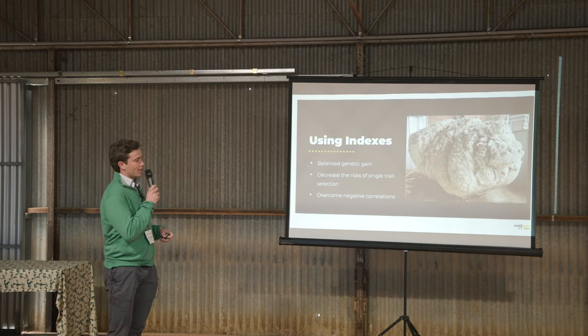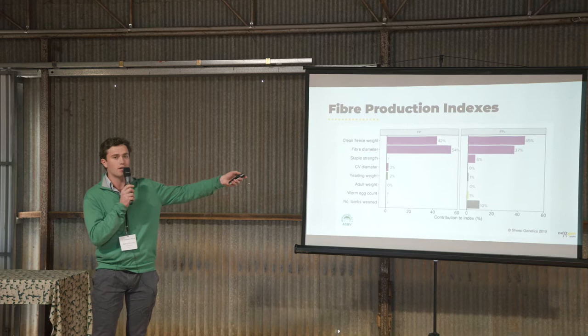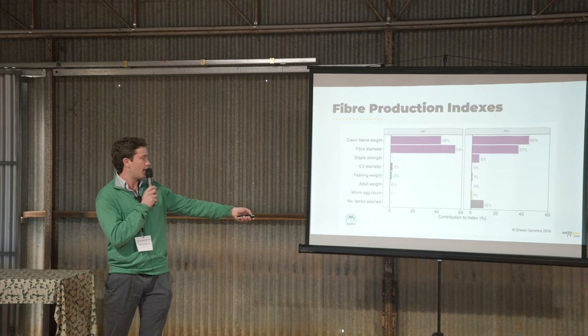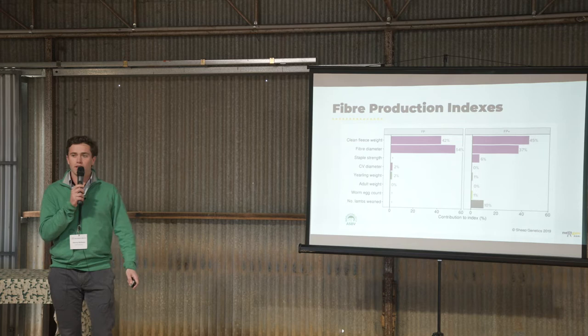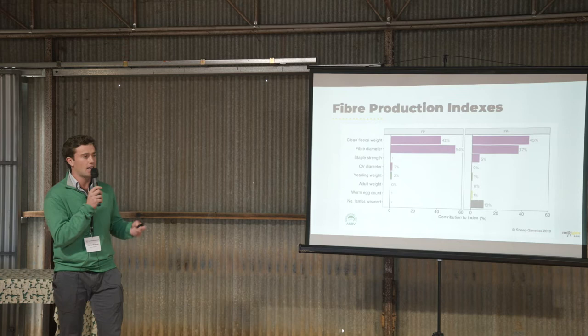So this is one of the first ones. I don't know how well you can see at the back, but this is the Fibre Production Plus, and what's on here is the weightings of the index. The top 10% of animals for FP Plus have 45% more wool and 37% finer, and apparently have 10% more lambs weaned while having a little weighting on staple strength. So that's the weighting for the FP Plus. As an index, it's looking at basically two traits and just completely weighting them.